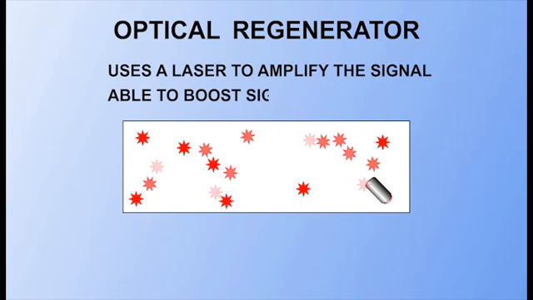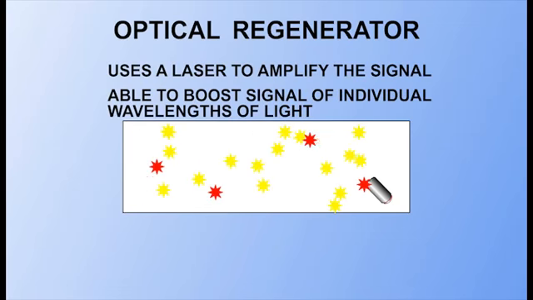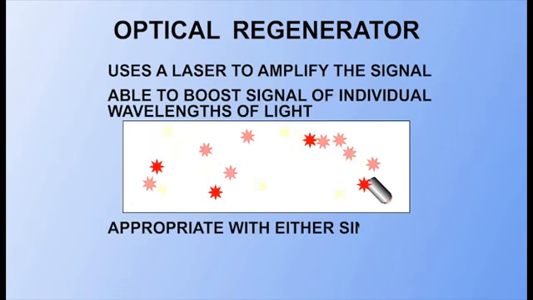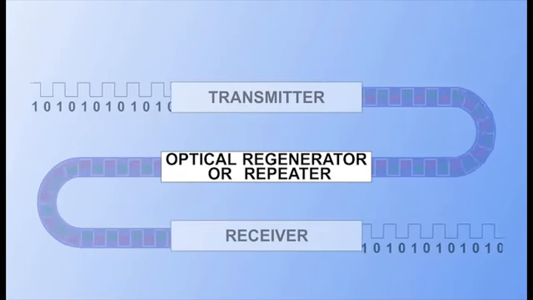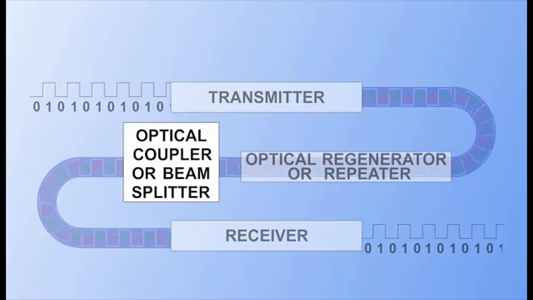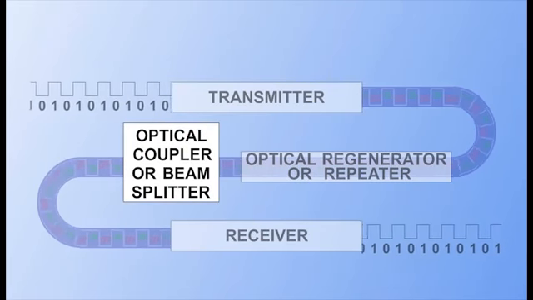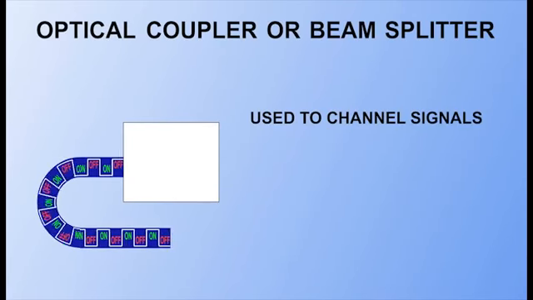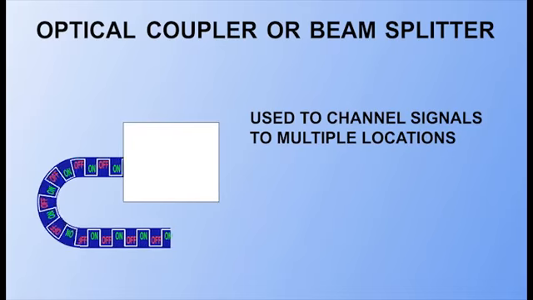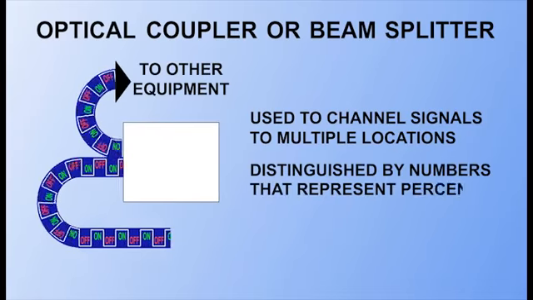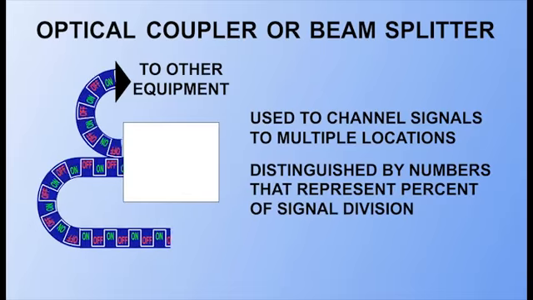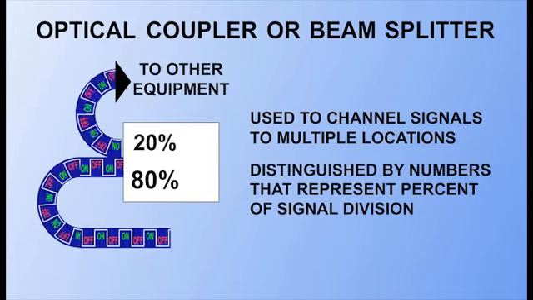These are able to boost the strength of individual wavelengths of light and are appropriate with either single-mode or multimode fibers. Another device that may be added within the system is an optical coupler or beam splitter. This is used when necessary to channel signals to multiple locations. Splitters are distinguished by numbers that represent the percentage of signal divisions, for example, 60-40 or 80-20.